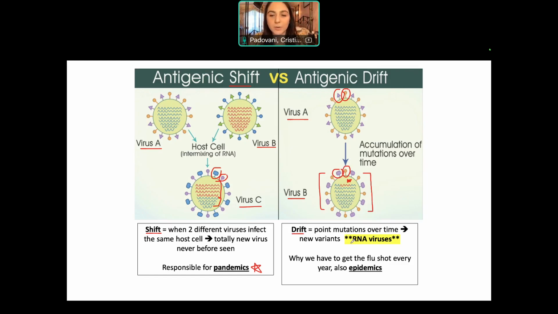Again, this is really common with RNA viruses. You can pretty much only see this with RNA viruses because there's no proofreading of RNA polymerase. This is kind of why we get the flu shot every year, as well as these little epidemics. I know I kind of said epidemic with shift, but remember, if there's a flu outbreak one year, that's an epidemic. It's like an outbreak of a particular variant. And it's really just because not as many people are exposed to that variant's antigens compared to years past.